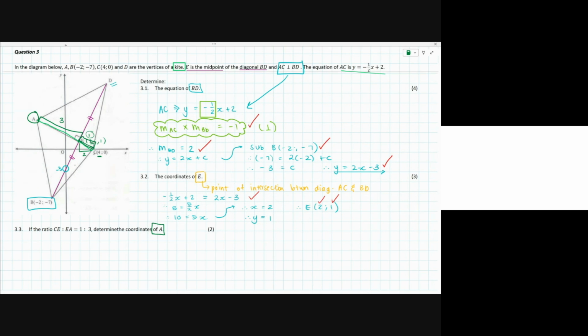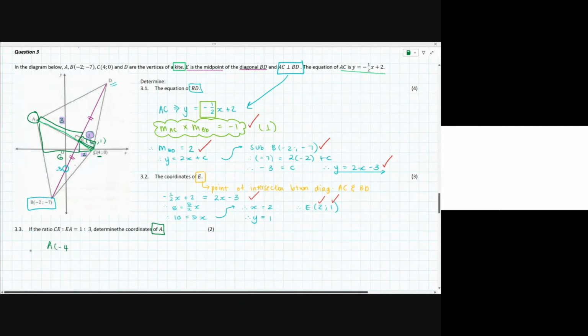Now, if E to C represents one part, it means that 3 parts over here, I need to work with a 2. So every part is 2 in terms of x. So 3 parts would be 6 units in terms of x. So from E to A, I would need to move 6 units in terms of x, because 3 parts, 2 units per part, 6. So if E is at positive 2, 6 units to the left takes us to negative 4. So the x coordinate is negative 4.